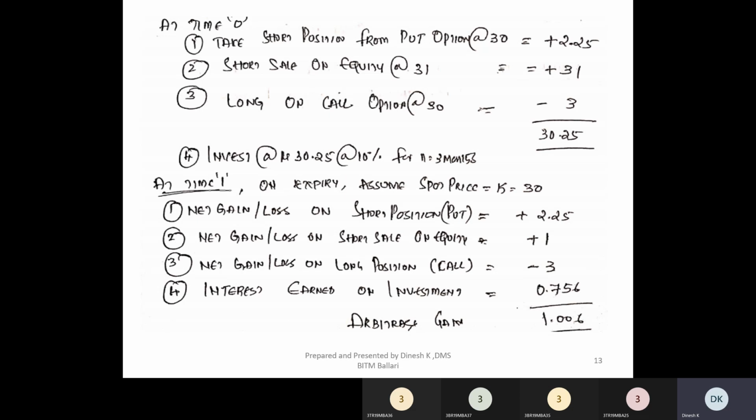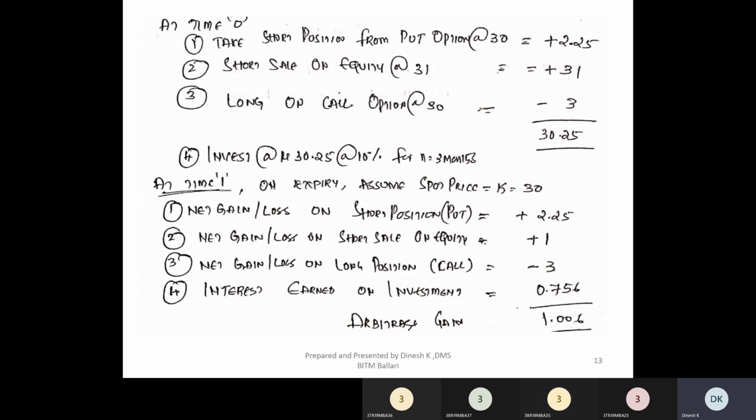So the second position you have taken is a short sale on equity, which you have taken at 31. Now the market price is 30, so you are making a gain of 1 rupee. You will buy the share in the market for 30 and give the share back to the broker from whom you borrowed it. Since you already sold the share at rupees 31, you are making a gain of rupees 1 there. Clear? The second position is also clear.